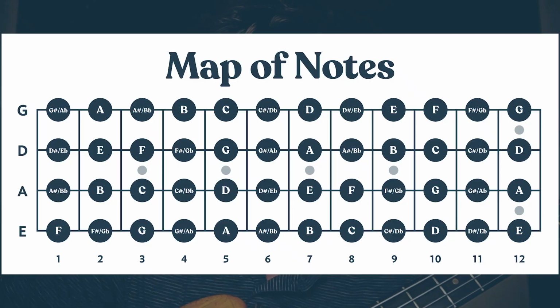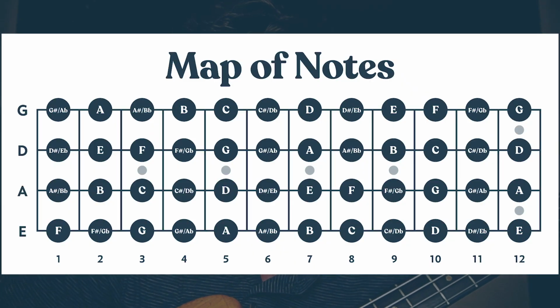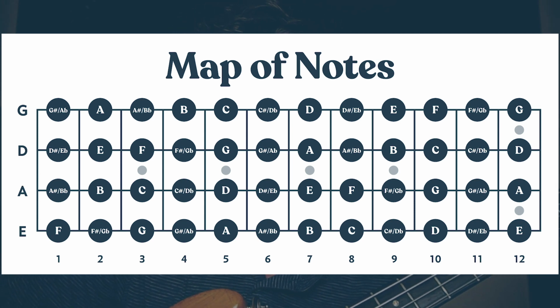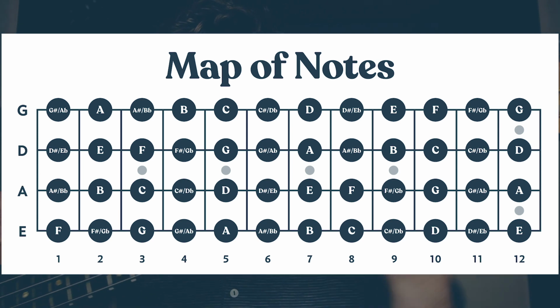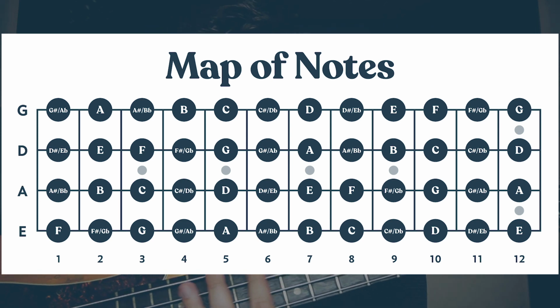So I'm going to put a graphic up on the screen so you can see a map of the neck and you can start to recognize some of these patterns. You can start to recognize an octave. You can start to recognize up a string and over 5, right? And then you can also recognize once you get from 0 up to 12, it's going to start repeating itself.